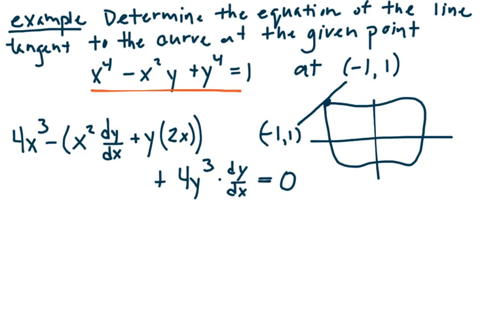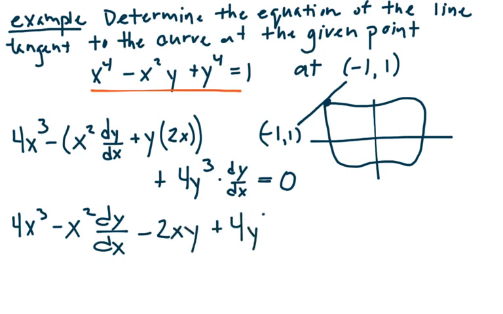Let's clean things up a little bit. I'm going to distribute the negative through. So I've got 4x cubed minus x squared dy/dx minus 2xy plus 4y cubed dy/dx equals 0. Now I'm going to gather the like terms. I'm going to keep everything that has a dy/dx in it on the left-hand side, and I'm going to move the 4x cubed and the minus 2xy over to the right-hand side. Let me flip to the next page to do that.